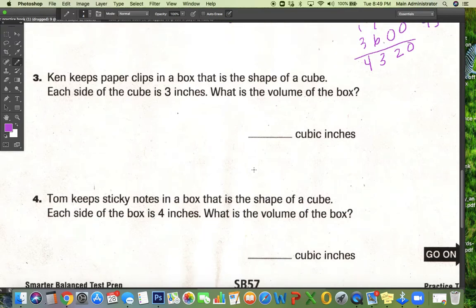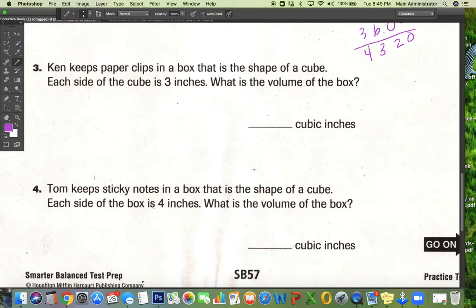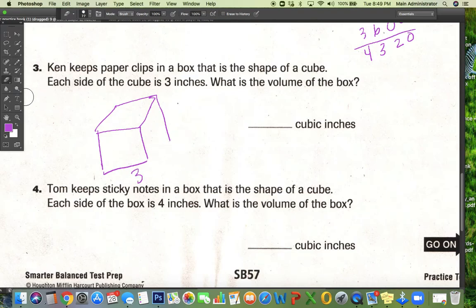Ken keeps paper clips in a box that is the shape of a cube. Each side of the cube is 3 inches. What is the volume of the box? Okay, each side of the cube is 3 inches. So that's 3 inches, that's 3 inches, and that's 3 inches. So we're just going to go 3 times 3, which is 9, times 3, which is 27.